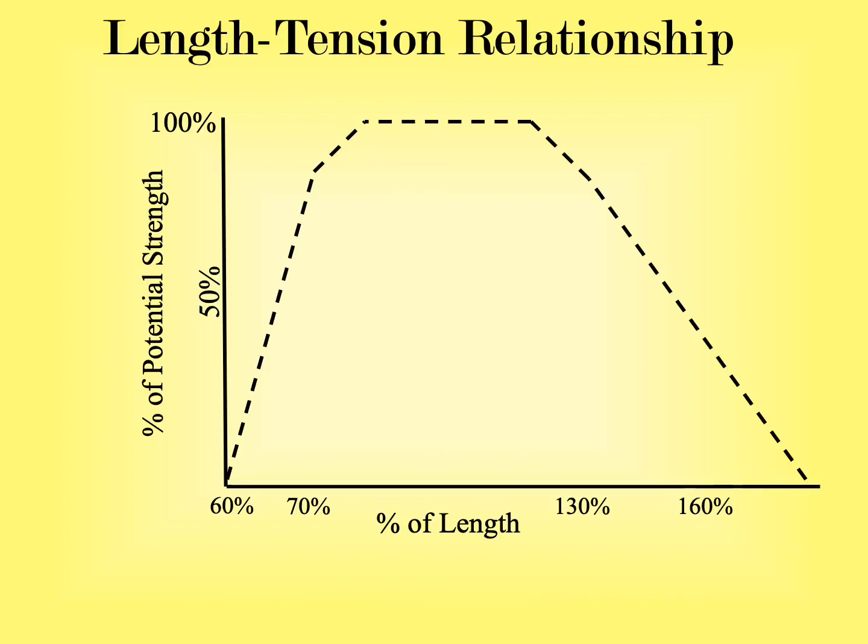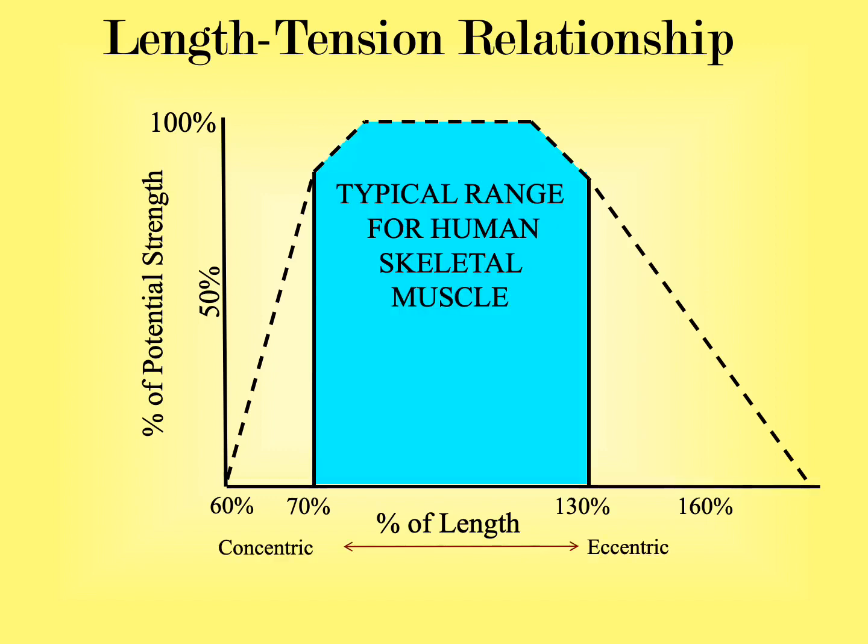The other component that comes into play here is what's referred to as the length-tension relationship. And the length-tension relationship is an indication of how much strength I can get relative to the length of the muscle. And we have a typical range of maximal strength. And that typical range of maximal strength is about plus or minus 30% of the resting length of the muscle.